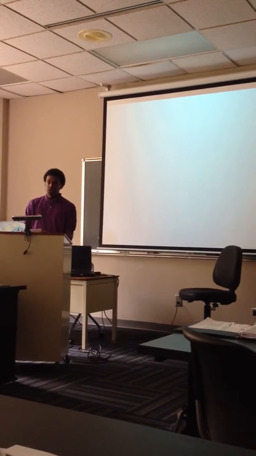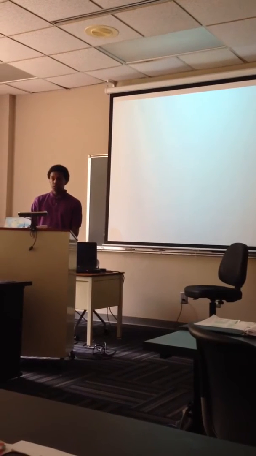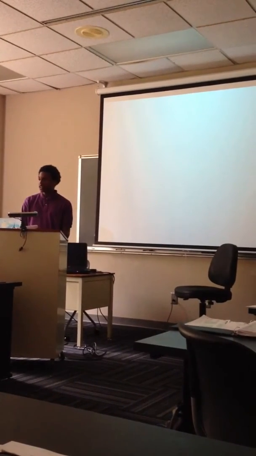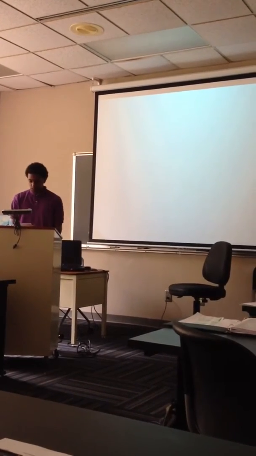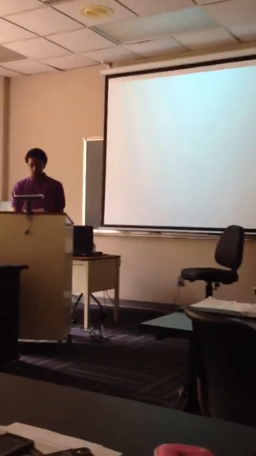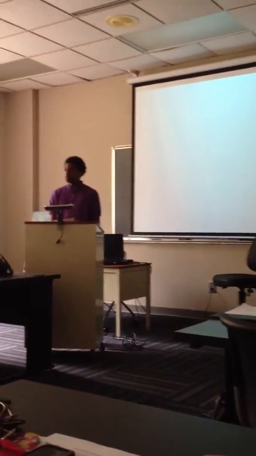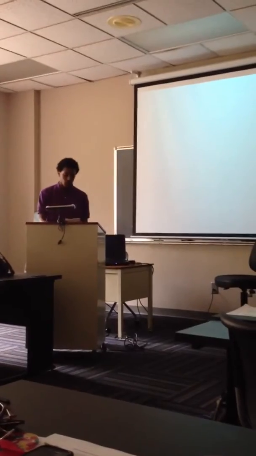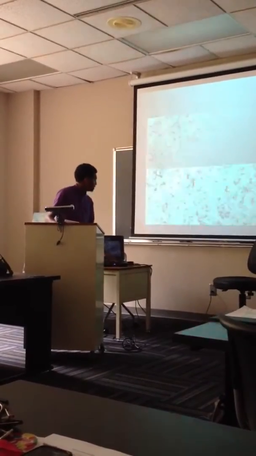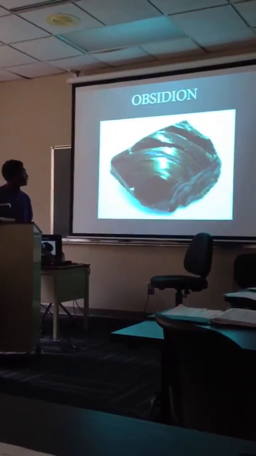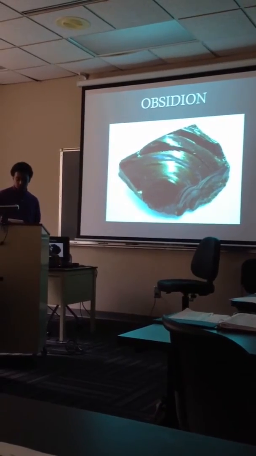Coarse grain cools very fast, and an example of a coarse grain igneous rock is granite, which we use for tabletops. Fine grain cools very slowly, and an example of that is obsidian, which we use for jewelry. And here is a picture of granite, and here is a picture of obsidian.